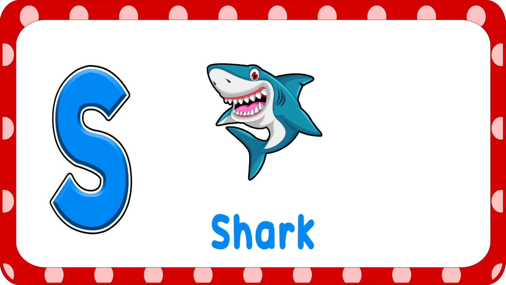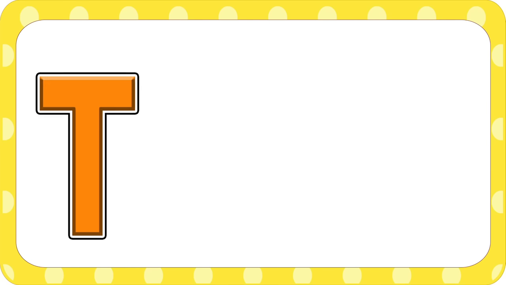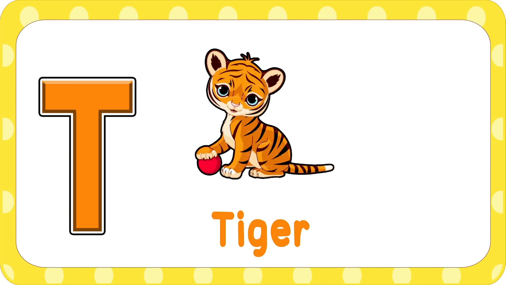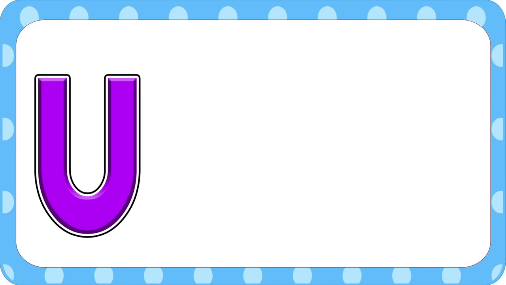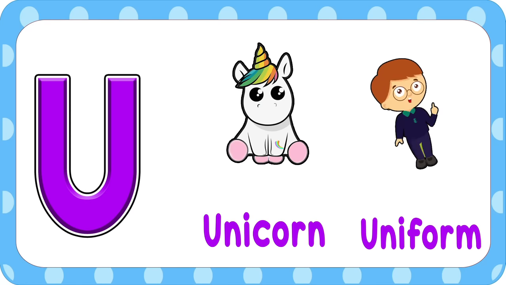S. S for shark. S for star. T. T for tiger. T for table. U. U for unicorn. U for uniform.